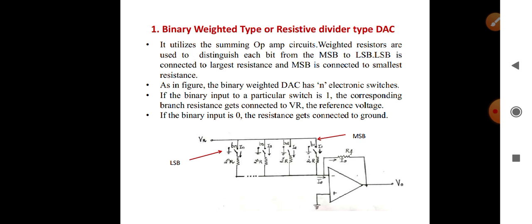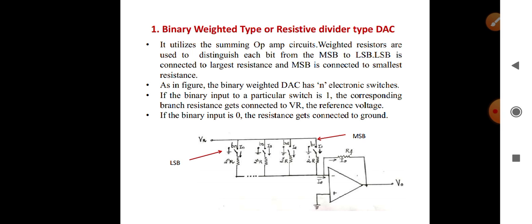Here we are adopting two methods. One is the binary weighted type or resistive divider type DAC, and the other is the R to R ladder type. This binary weighted type DAC or resistive divider type DAC consists of an op-amp. So what do you mean by op-amp? Op-amp is an operational amplifier. I hope you studied about that one. The resistive divider type DAC or binary weighted type DAC utilizes summing op-amp circuits.